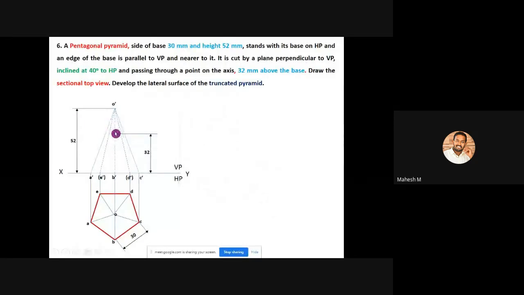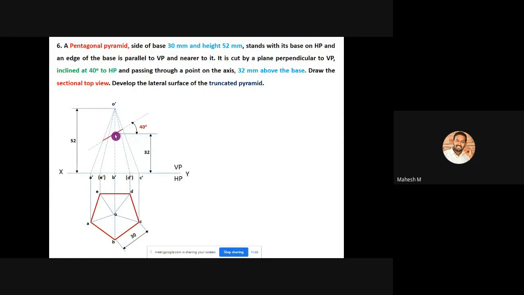So this one is okay. This one is 32 mm from the base. Then you can create a section plane with an angle of 40 degree. This one is a section plane with an angle of 40 degree. So here you can remove the top portion.